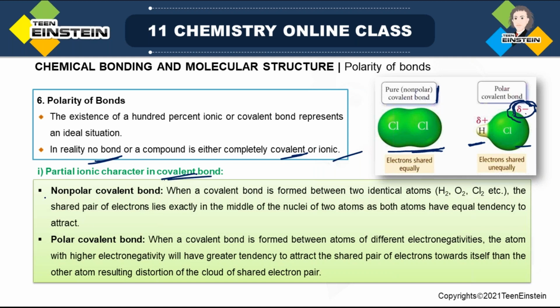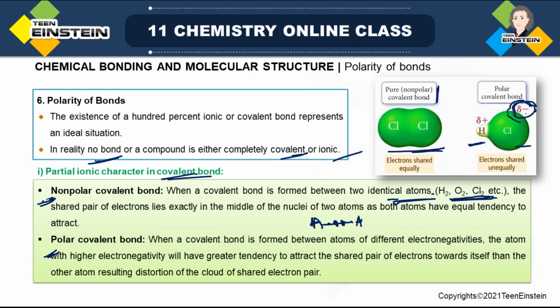So two possibilities, which in the picture you have already seen. The first possibility, non-polar covalent bond, is when a covalent bond is found between two identical atoms. These are some of the examples. Then the shared pair of electrons lies exactly in the middle of the nuclei of the two atoms. So suppose this is one atom A, then there is a bond, and another atom A. The electron pair will be exactly in the middle position, because both atoms have the same electronegativity, so they attract it with equal tendency.